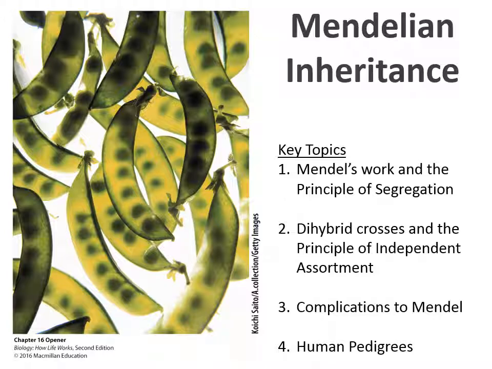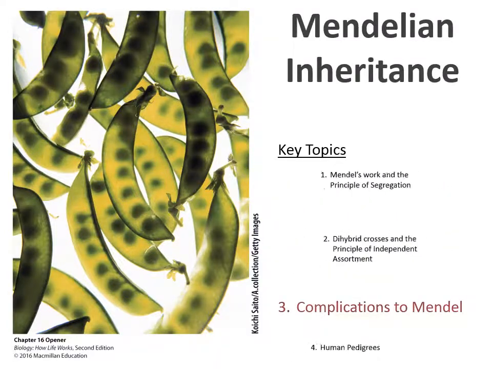This is the third video in the unit on Mendelian inheritance. In this video, we will discuss some of the complications that occur when trying to determine phenotype based on genotype. These complications arise because many traits do not follow the standard Mendelian properties of dominant and recessive alleles.